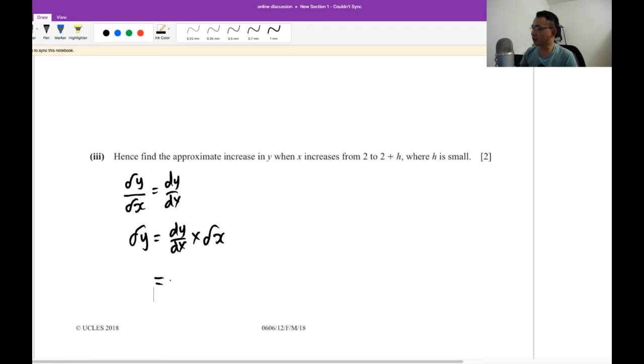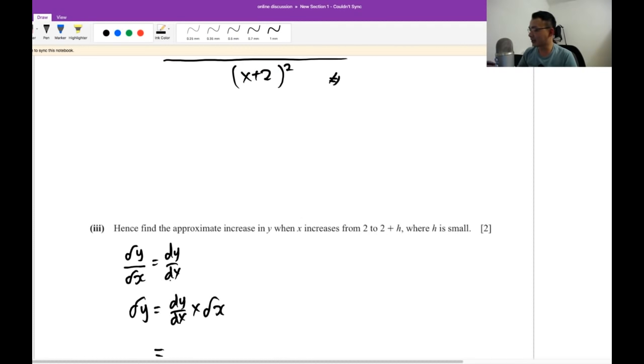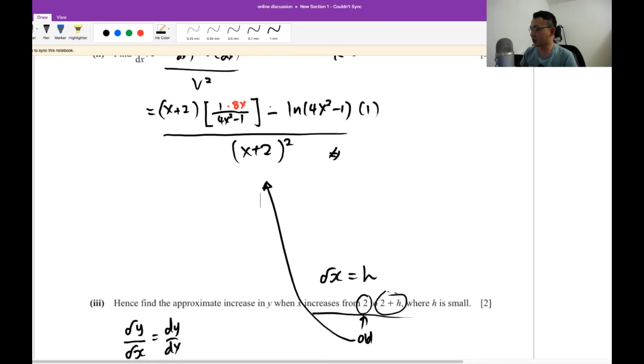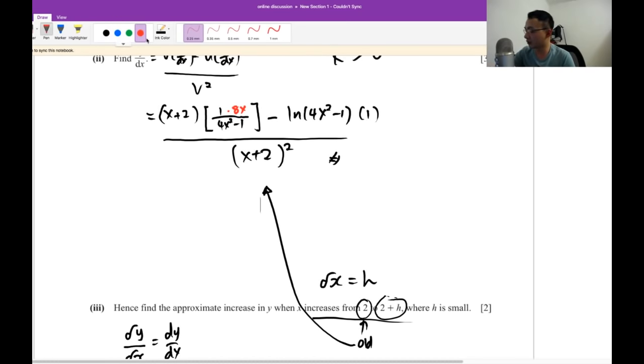But the problem is what value you should substitute for dy dx. You see the x is increased from 2 to 2 plus h, right? So change of x is h only. You just use the new value minus the old value. But the old value here, you need to substitute into dy dx. Always substitute the old value into the dy dx. That means you're going to substitute 2 here. That means you need to sub 2 into the dy dx.